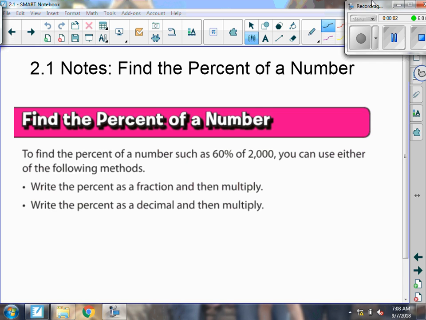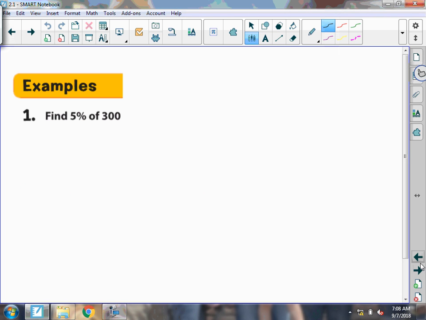Okay, today we're going to find the percent of a number. So this is really what we were doing yesterday. You have to change your percent to a decimal, and then you multiply it by the number that they give you. So we have no vocabulary words for today. So I want you to go ahead and copy this down. Find 5% of 300.